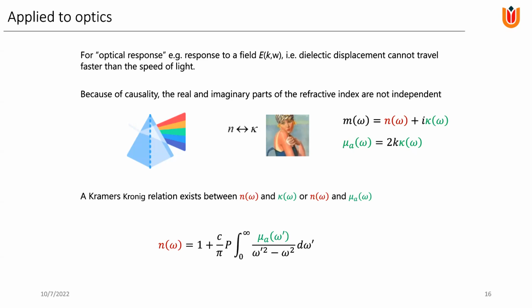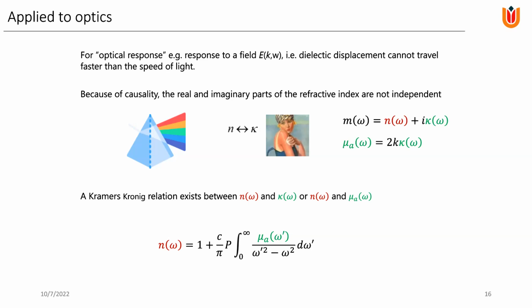This is the functional form, the Kramers-Kronig relation. So the real part of the refractive index is given by an integral over the absorption coefficient, which is proportional to the imaginary part of the refractive index. This is expressed in terms of frequency now, so omegas.